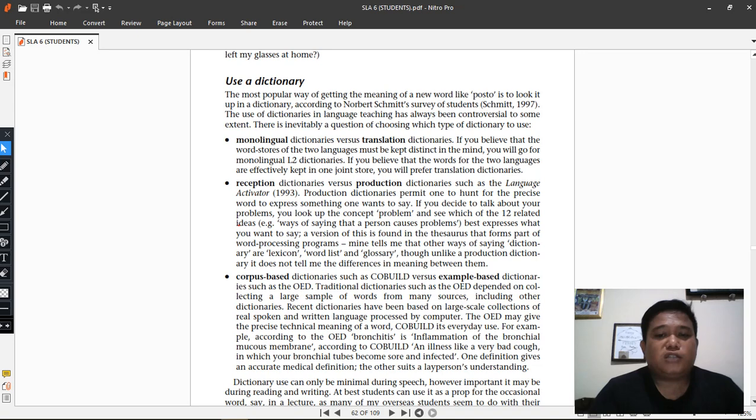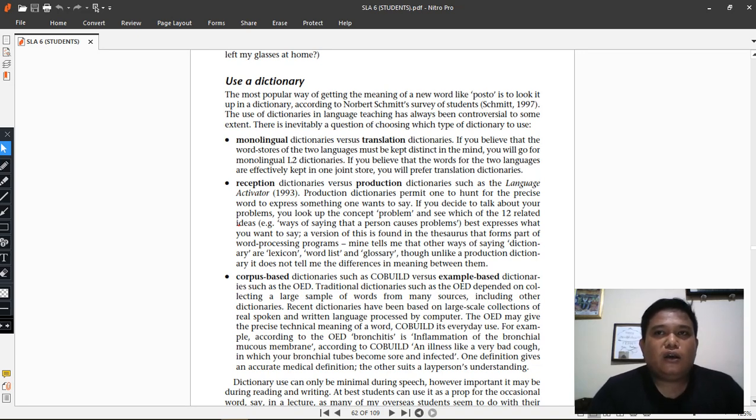And then the corpus based dictionaries, such as Cobuild versus example based dictionaries, such as OED. Traditional dictionaries such as OED depend on collecting a large sample of words from many sources, including other dictionaries. Illness like a very bad cough in which your bronchial tubes become sore and affected. One definition gives inaccurate medical information. The other suits a layperson's understanding.